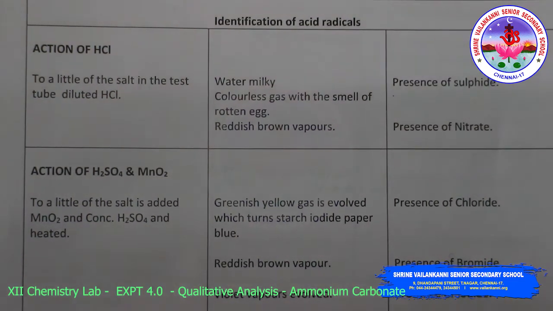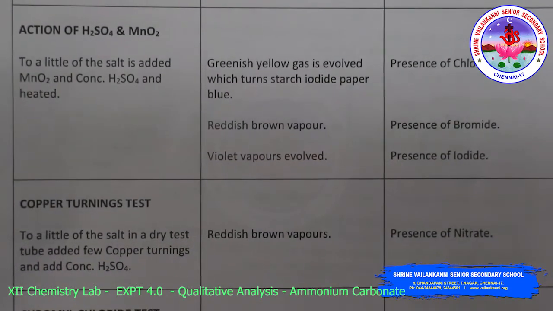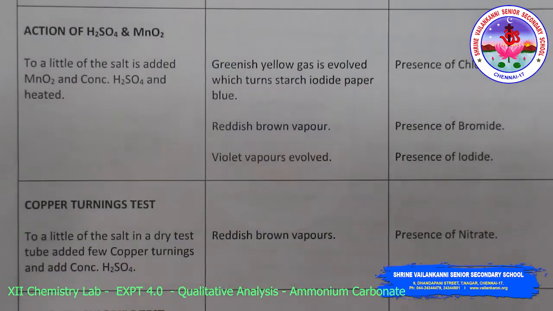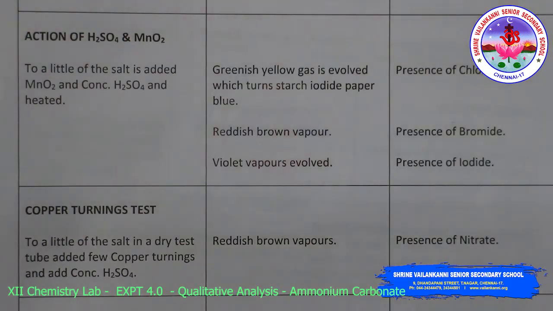Then the action of manganese dioxide and sulfuric acid test. The salt is taken, and manganese dioxide and concentrated H2SO4 are added and heated. A greenish yellow gas is evolved which turns starch iodide paper blue, meaning presence of chloride. Reddish brown vapors mean presence of bromide. Violet vapors evolved mean presence of iodide.